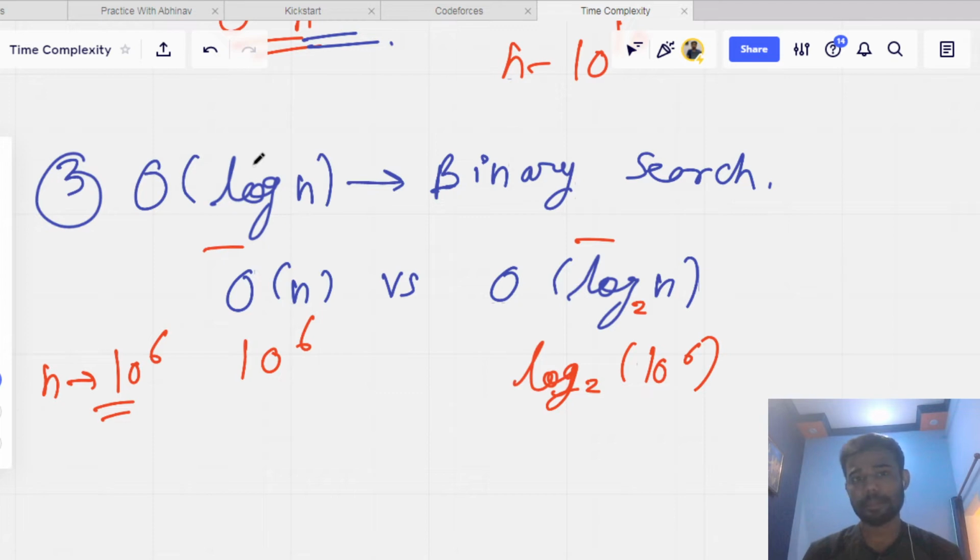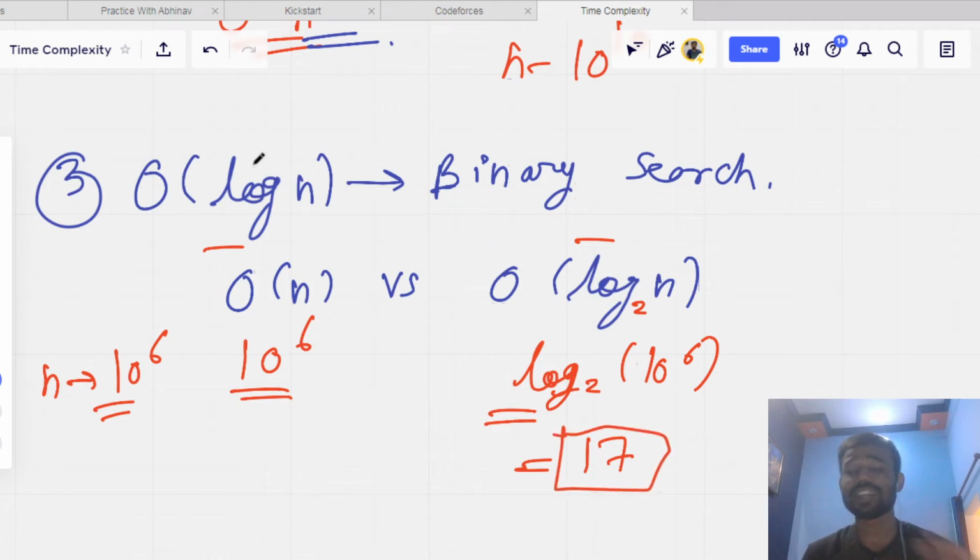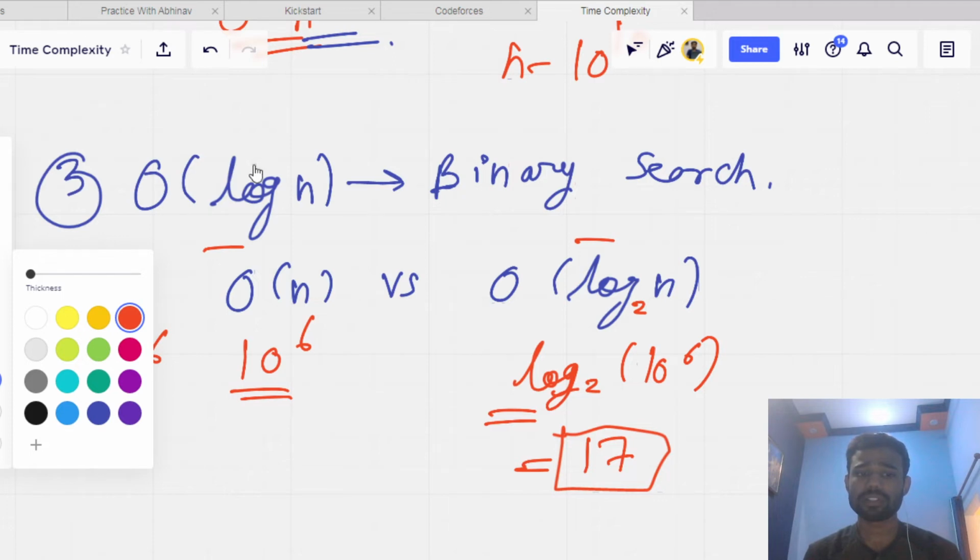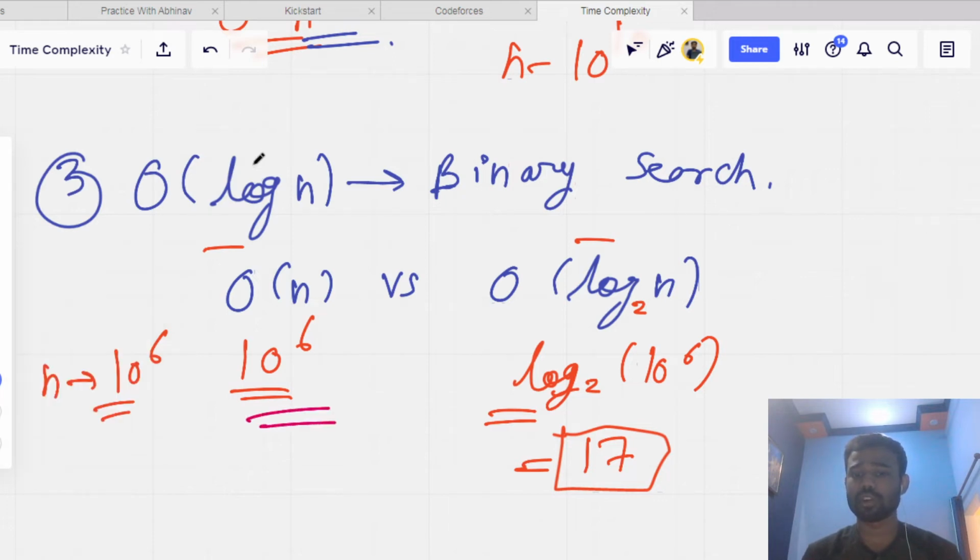Okay, so here linear search is taking 10 to the power 6 iterations. Here it is just taking log of 10 to the power 6, and I think it will be something like 17. The value of this log 2 of 10 to the power 6 is about 17. So जहां पर लीनियर सर्च 10 to the power 6 ऑपरेशंस कर रहा है एक नंबर को ढूंढने के लिए, वहीं पर बाइनरी सर्च 17 ऑपरेशंस कर रहा है. There is a very huge difference. Okay, so this is the beauty of this logarithmic time complexity.